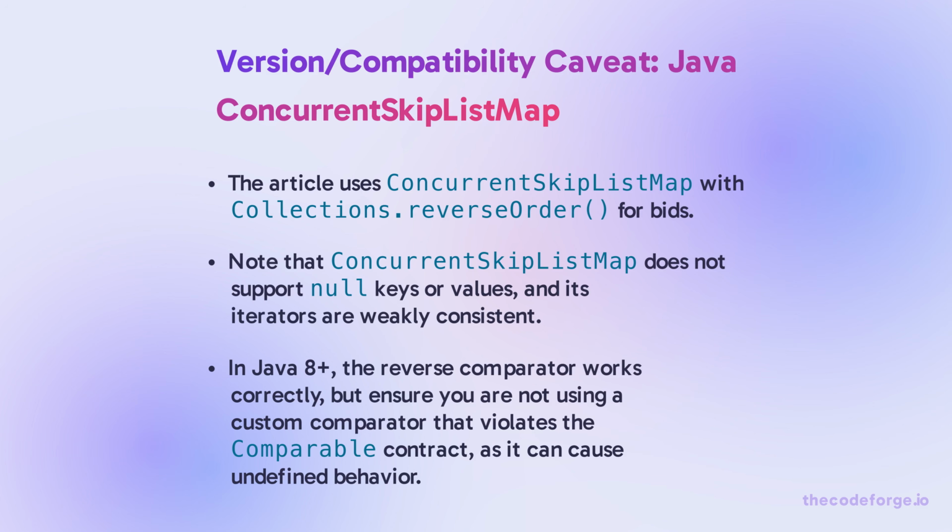The article uses ConcurrentSkipListMap with Collections reverse order for bids. Note that ConcurrentSkipListMap does not support null keys or values, and its iterators are weakly consistent. In Java 8+, the reverse comparator works correctly, but ensure you are not using a custom comparator that violates the Comparable contract, as it can cause undefined behavior.